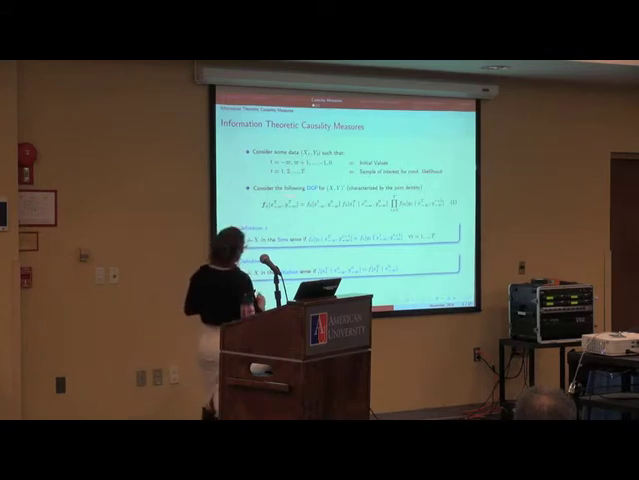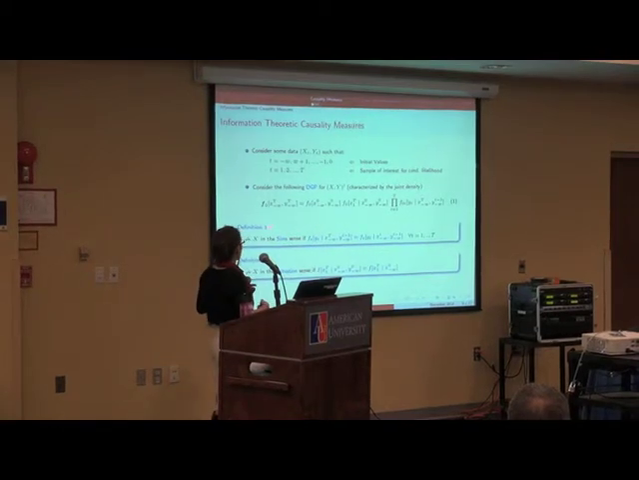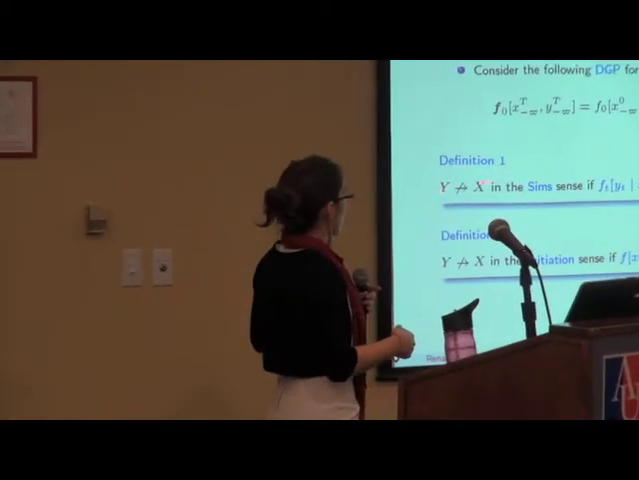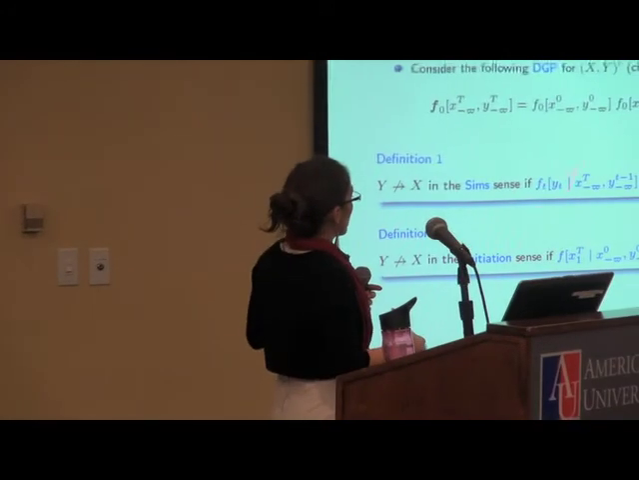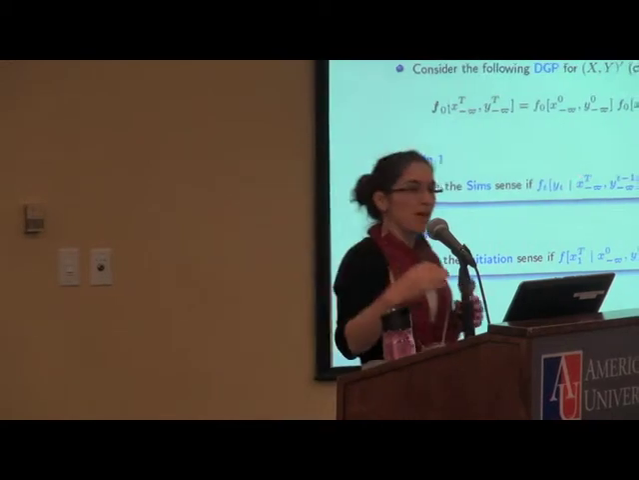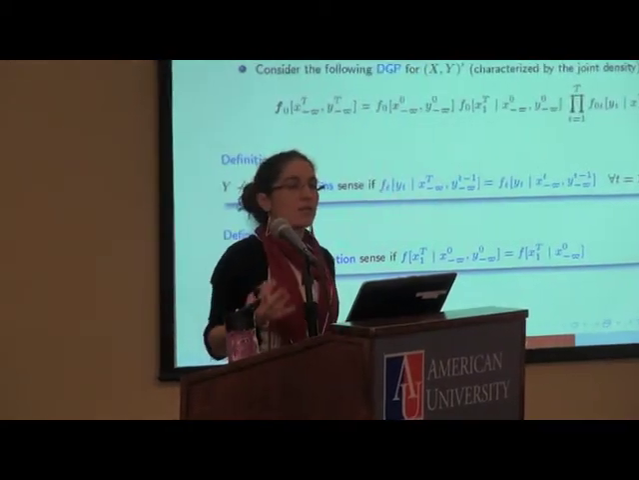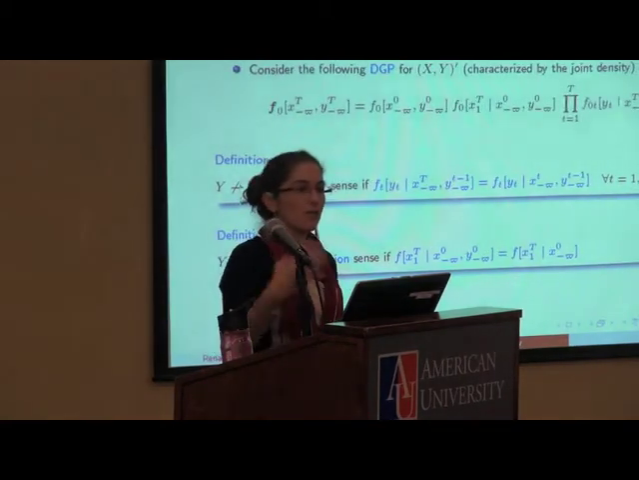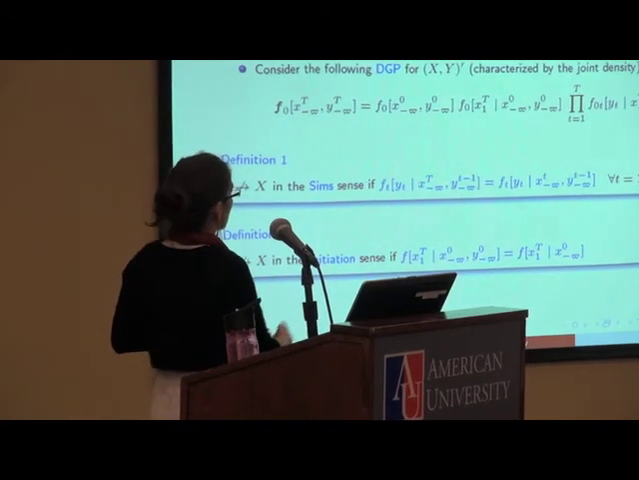So we can factorize the joint density this way, which is pretty standard. Okay? And if we focus on this last factor right here, we can define our first causality, which is Sims causality. So we're going to say that there is no causality from y to x in the Sims sense if the conditional density of y, given the past, the present, and the future values of x, and the past of y, does not depend on the future of x. So the future of x is not helping us in the prediction of y, given these other conditions.